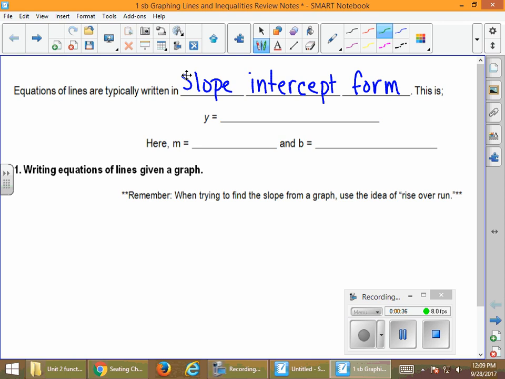The equation is y equals mx plus b. And from this equation, m represents slope, and I'm going to put a double star by that. And the b represents the y-intercept.